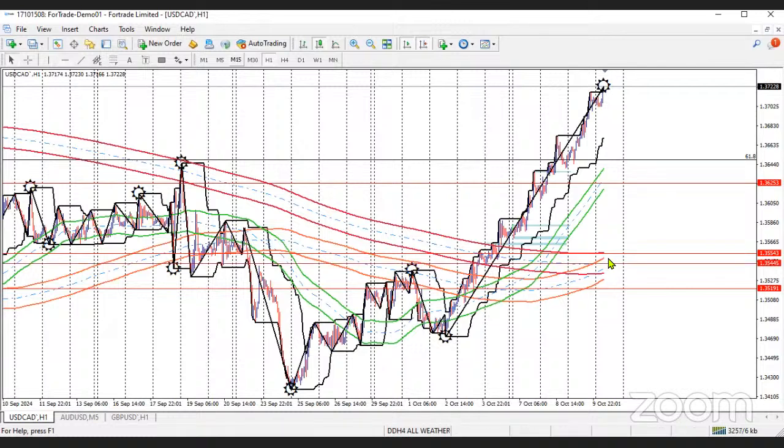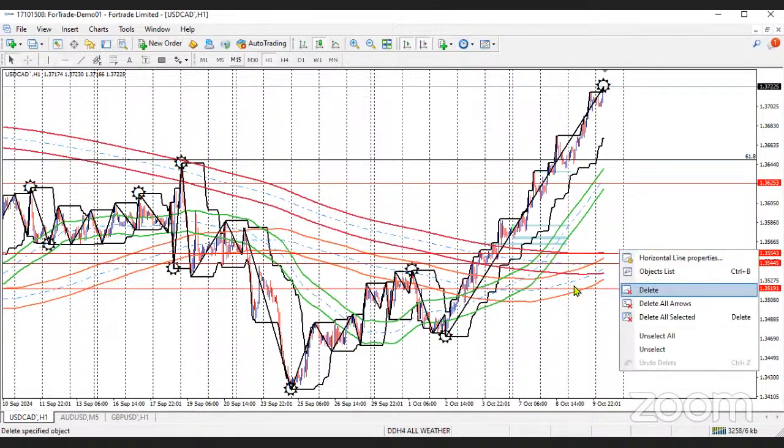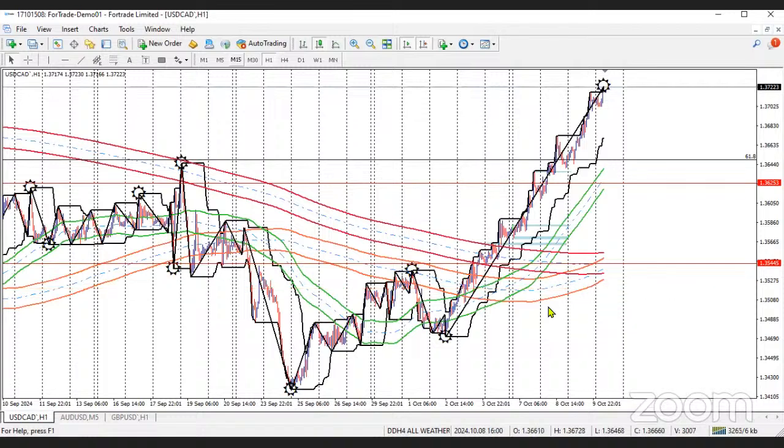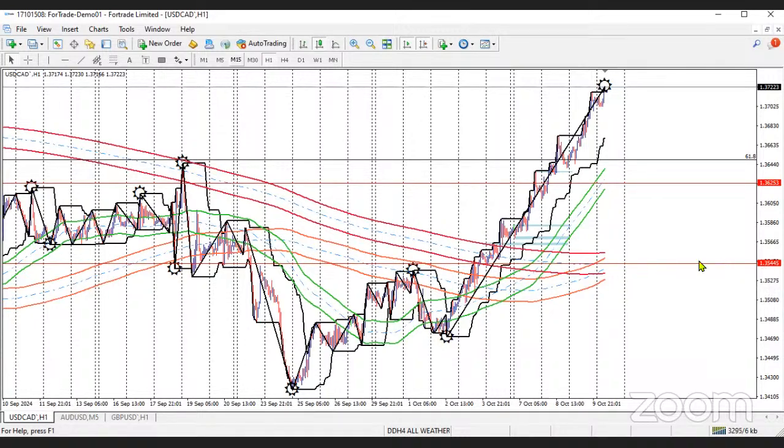So I have them marked out. Give me a second to delete these other two lines so we don't get confused about which one we're actually looking at right now. Okay, so point of interest 1 and point of interest 2, we're expecting USD CAD to retrace back into these levels. So for the price action traders who do not have access to these indicators, just take note of these numbers. The first one being 1.36253 and the second one being 1.35445.